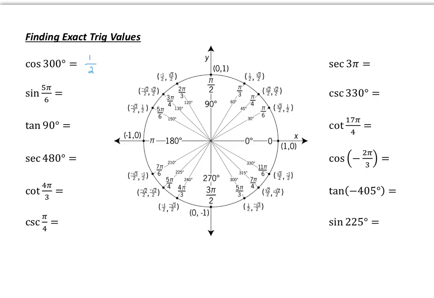Likewise, sine of 5 pi over 6. 5 pi over 6 is here in the second quadrant, and sine is your y values. And so once again, positive 1/2.